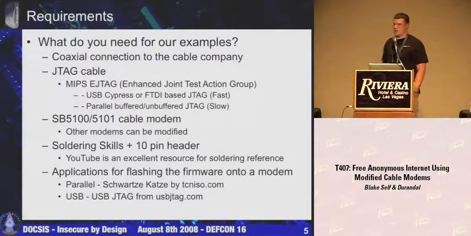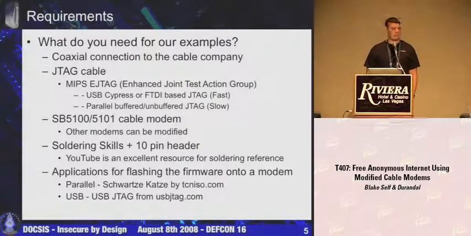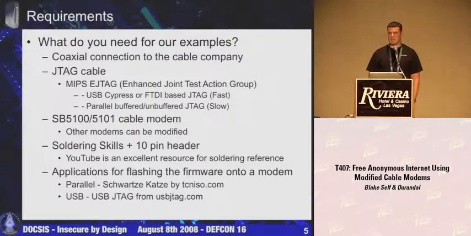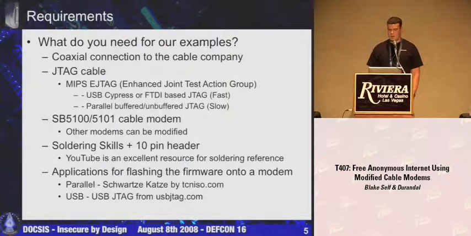So requirements, what do you need? Obviously, you want to get internet access through a cable modem ISP, so you have to have a coax connection to the company. You need a JTAG cable, for our example, since we're going to be changing the firmware on the modems. You can use either a USB or a parallel JTAG, but I wouldn't recommend the parallel because it's really, really slow. You need, for these examples, a Surfboard 5100 or 5101 cable modem. Other modems can be modified, but just to keep it quick, we only use those two in these examples.